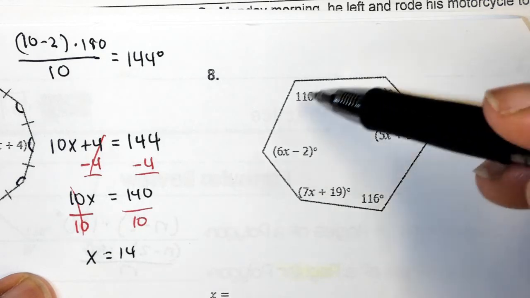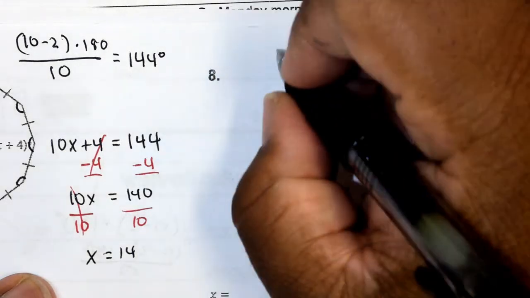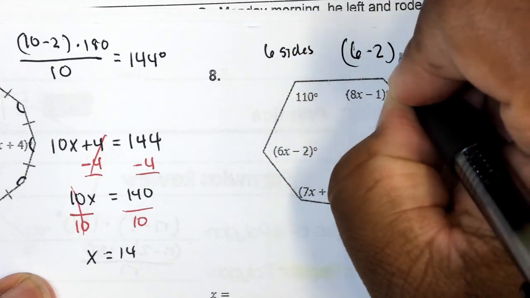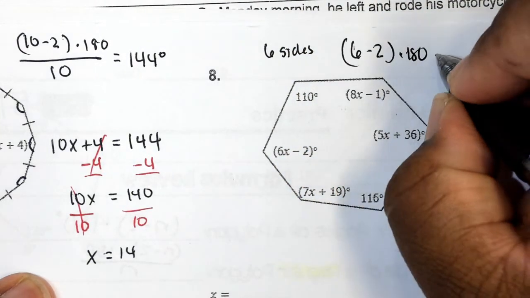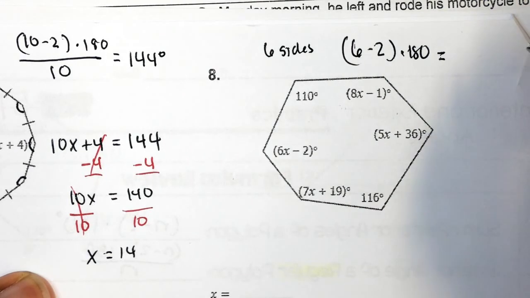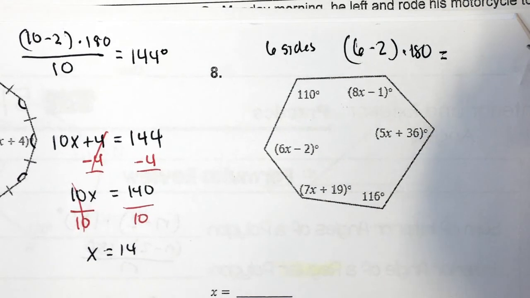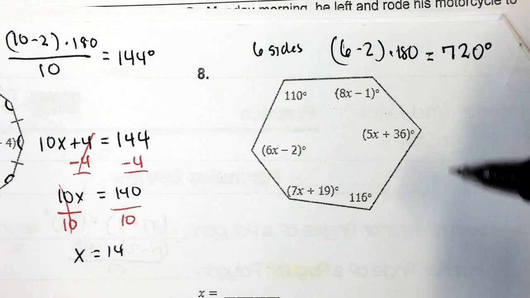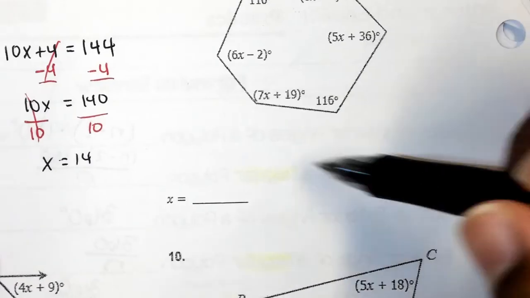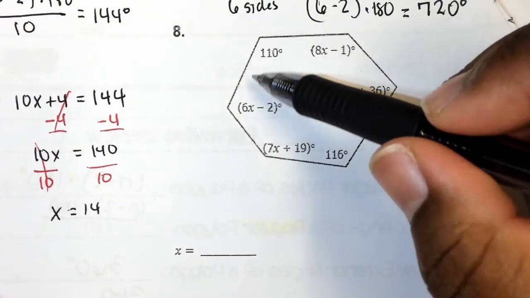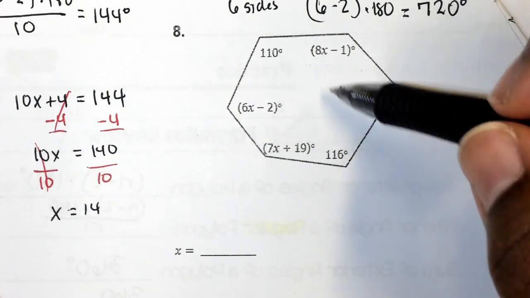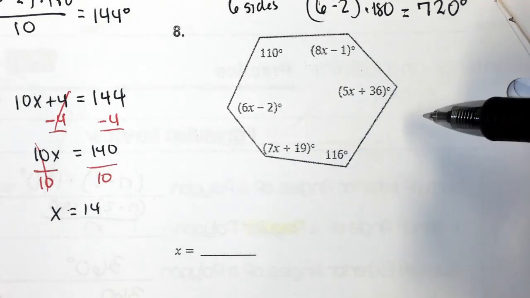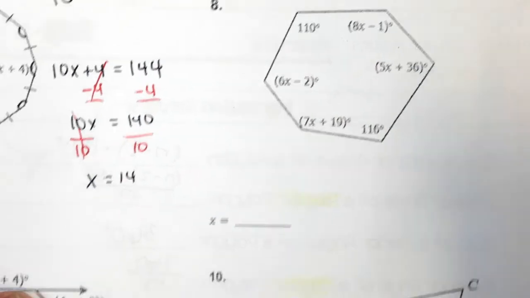So on this one, number 8, I'm looking at it, it has 6 sides. So I'm saying 6 minus 2 times 180. What is it, 720? Okay. 720. That's the case. All these added together equals 720. That is the equation y'all need to write down here to solve. This plus this plus this plus this plus this plus this equals 720. Yeah, it's a long equation. Add them all together, combine like terms, make sure you solve correctly, solve for x.